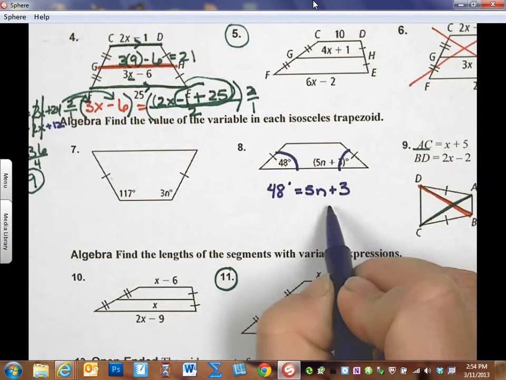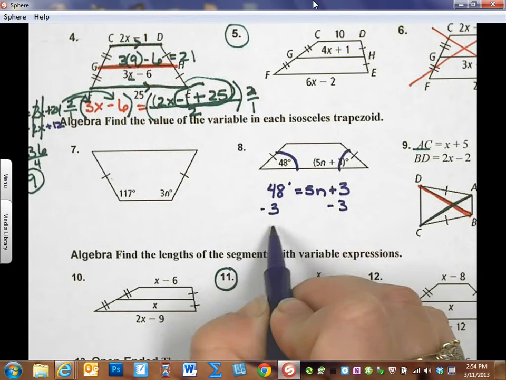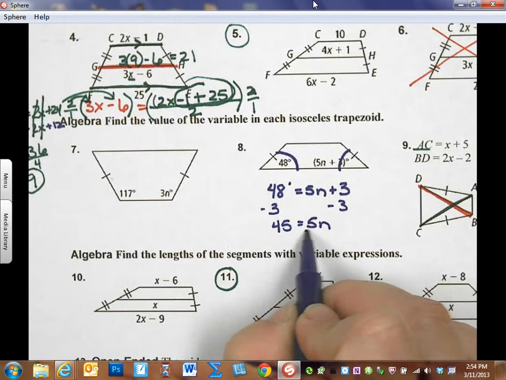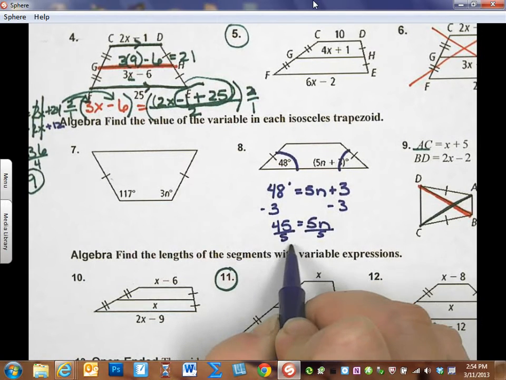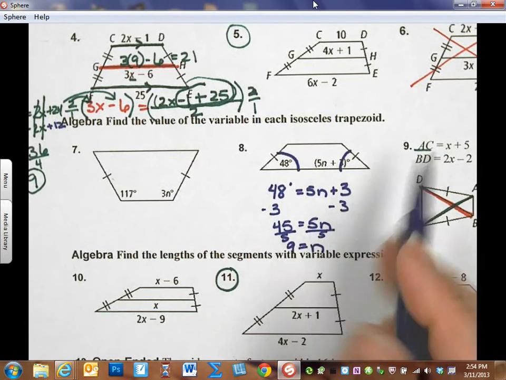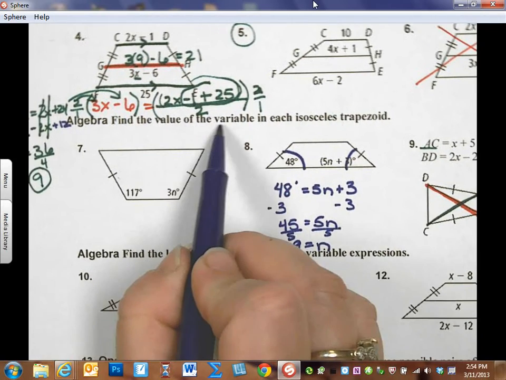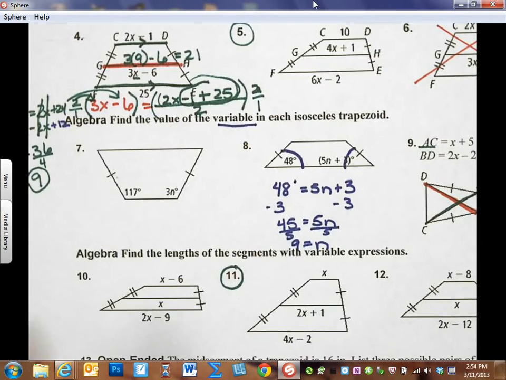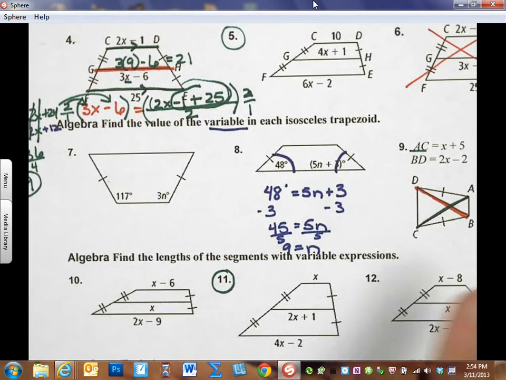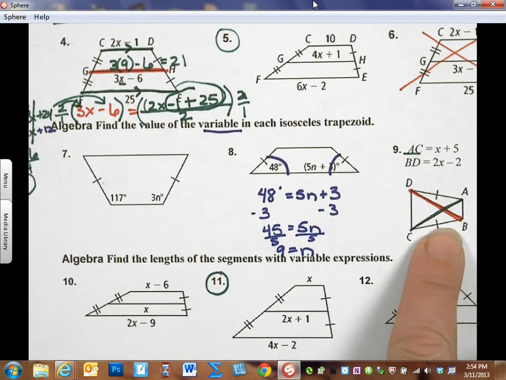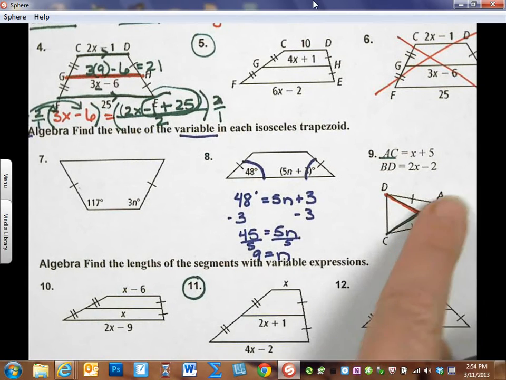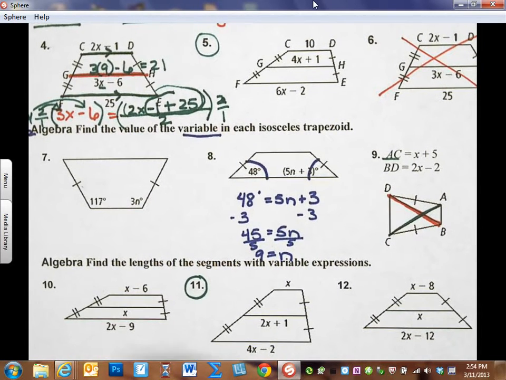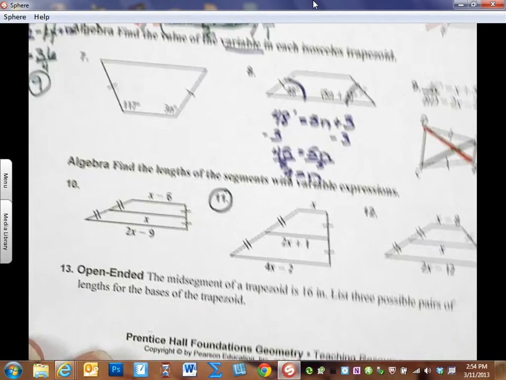So I'm going to subtract 3 on both sides. I know 45 equals 5n. And divide both sides by 5. 9 equals n. Now, it just wants me to find the value of the variable. So once I have n, I'm done. And it's the same thing for 7. And it's the same type of problem for 9, although we are talking about diagonals in 9. But remember, the diagonals in an isosceles trapezoid are congruent.